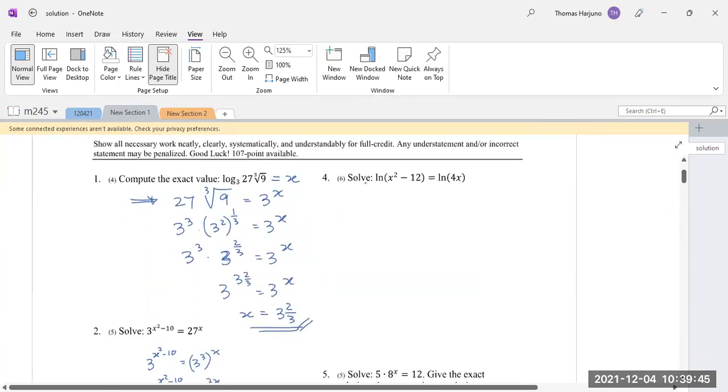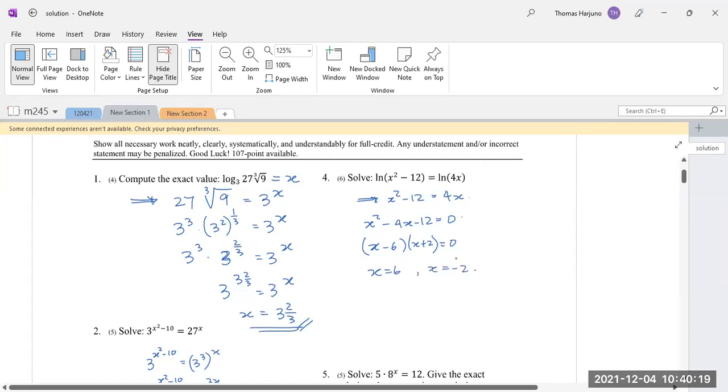Number 4, solve this log equation. Log blah equals log bleh means, by one-to-oneness, blah equals bleh. And then x squared minus 4x minus 12 equals 0. x minus 6, x plus 2. So x equals 6 and x equals -2.